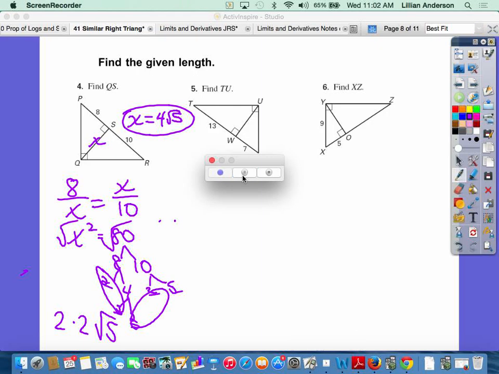So any questions on that? On altitude, how to find it? This is tough. That's the simplifying part. That was the one we first learned.